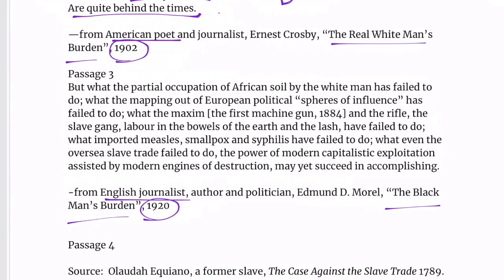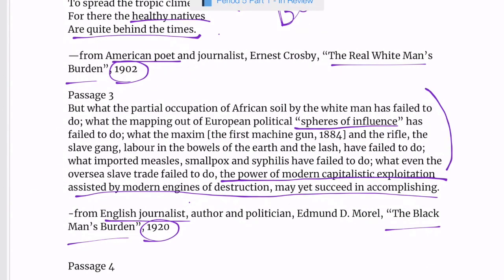And he says, "But what the partial occupation of African soil by the white men has failed to do, what the mapping out of European political spheres of influences has failed to do, what the Maxim, the first machine gun, and the rifle, the slave gang, labor in the bowels of the earth, and the lash have failed to do, what imported measles, smallpox, and syphilis have failed to do, what even the overseas slave trade failed to do, the power of modern capitalist exploitation, assisted by the modern engines of destruction, may yet succeed in accomplishing."